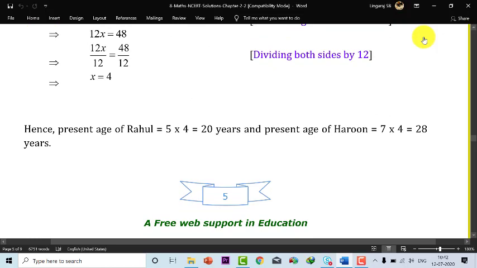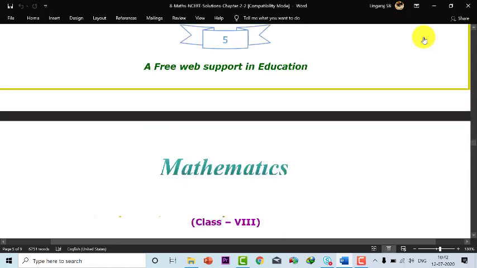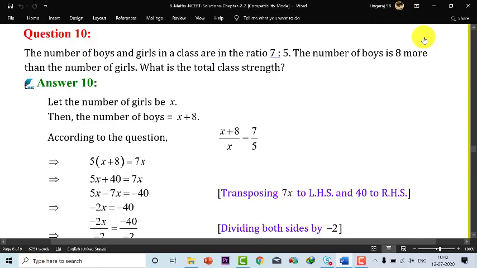it will be present age of Rahul is 5 into 4 is equal to 20, which is the x value got here, 4. We have to substitute in this, and years, and then present age of Harun is 7 into 4 will be 28 years. So then we can move for question number 10.